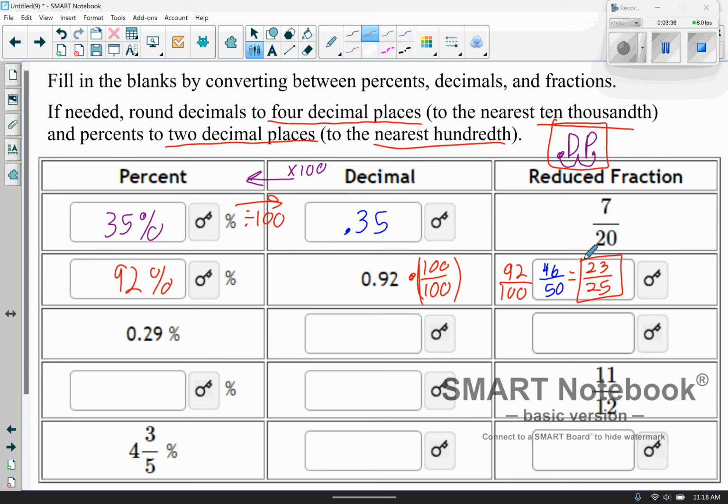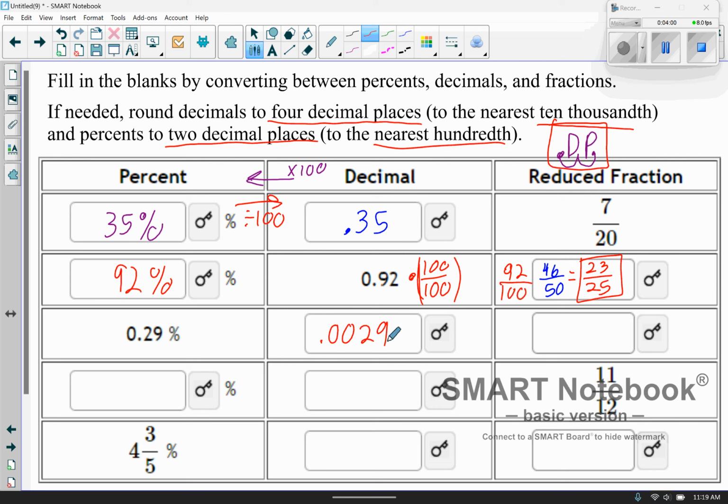Okay, looking at our next one, this time they give us a percent, and we have to move it into a decimal and then we'll go to a fraction. So this time I move my decimal spot. Be careful, I'm going to move it to the left 2 spots. So this number is actually going to get pretty small. I'm going from a percent to a decimal.